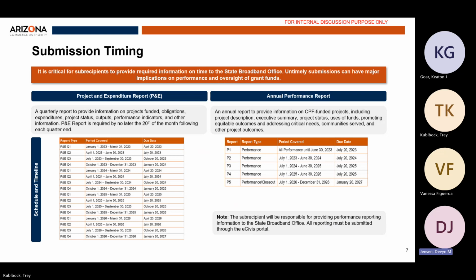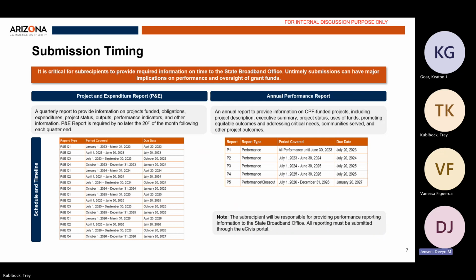Moving to the annual performance report, this report is due once a year on July 20th of the covered period. The next submittal for the annual performance report is due on July 20th, 2024, and that will cover the period from July 1st, 2023 to June 30th, 2024. The annual performance reporting requirement does not replace the Q2 quarterly reporting requirement, even though they must be submitted at the same time. These are two separate reporting requirements that include different information.